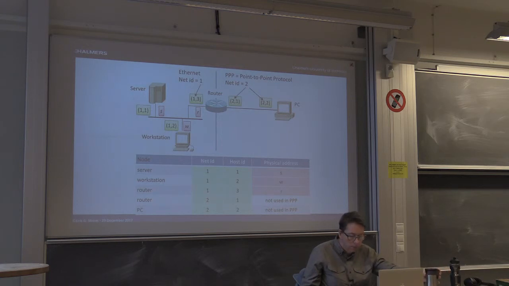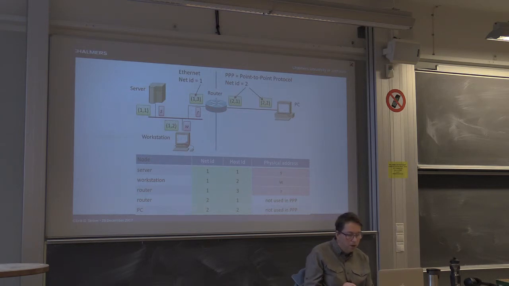Okay. So we see here that a device can have several network interfaces and therefore several IP addresses. So the server is 1.1, the workstation is 1.2, and so forth. Then there are also physical MAC addresses here.